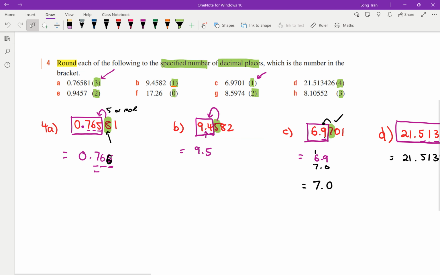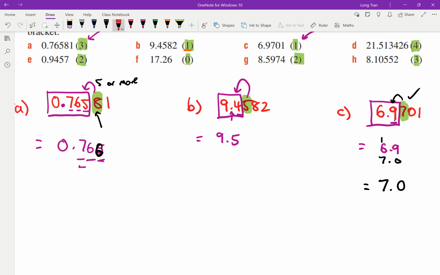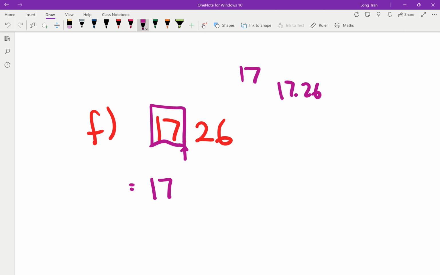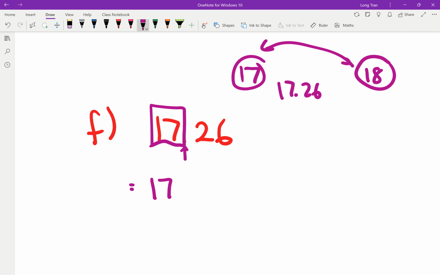Let's do one that might look a bit different. F is different. F has a 0, so 17.26. What does that mean? When they say round to 0 decimal places, this is where the decimal place is, this is the first decimal place. So if I don't want any decimal places, that means round it to the nearest whole number. Is 17.26 closer to 17 or closer to 18? Because the nearest whole number without any decimals, these are the only 2. So 17.26 clearly is closer to 17.